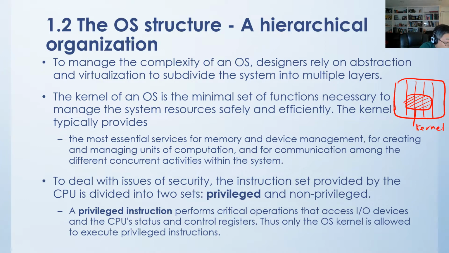Now, there's another functionality like running some kind of app, like a computer game. This kind of function has relatively low priority. So the kernel basically contains the minimal set of functions necessary to manage the system resources. Okay, memory is a system resource. CPU is a system resource. So when you schedule the CPU time for different programs, that kind of function should be part of the kernel.